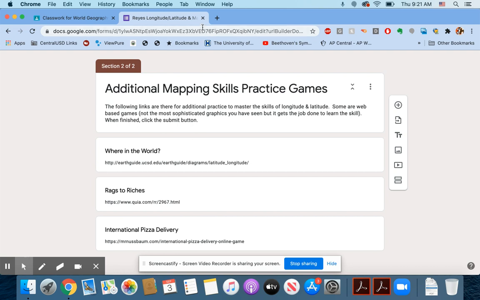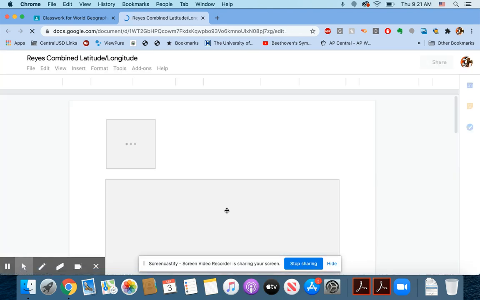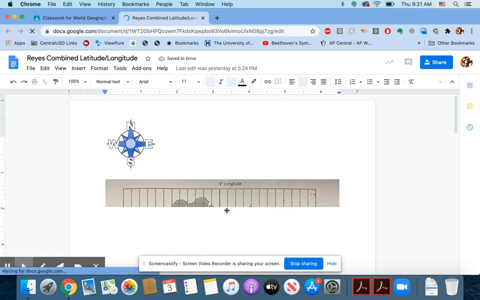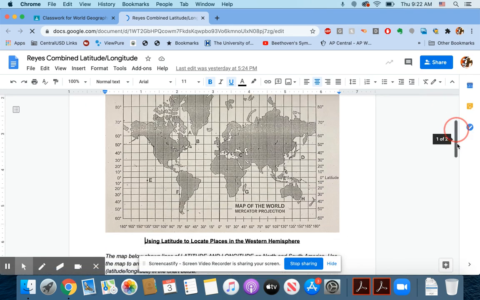Okay. But the one I want to go over with you to make sure you know exactly what you're doing, and so that you can listen to it again just in case you need to, is this combined latitude and longitude worksheet. So we talked about latitude and longitude. You answered some questions about it in your digital notebook, but today you're actually going to use it on this worksheet. So you can see that you have a map here, right?